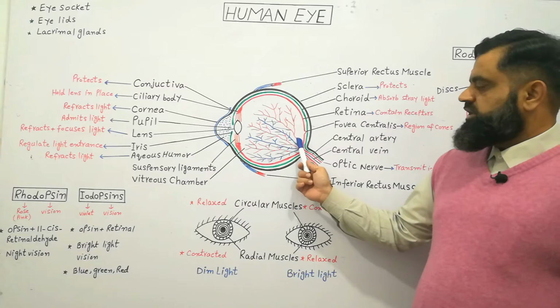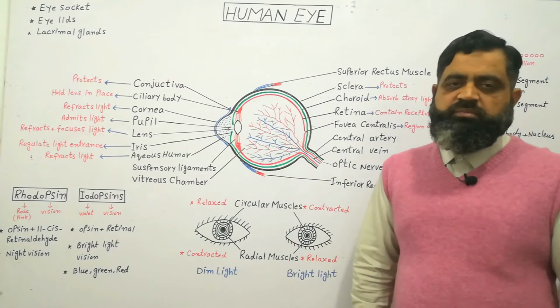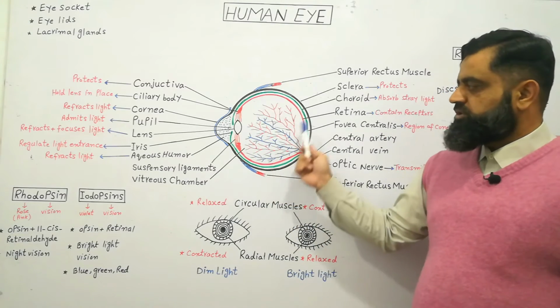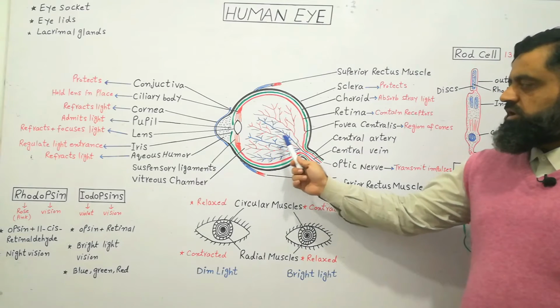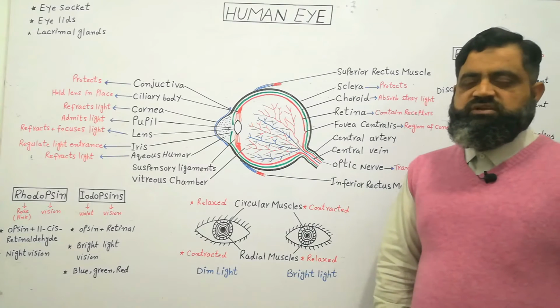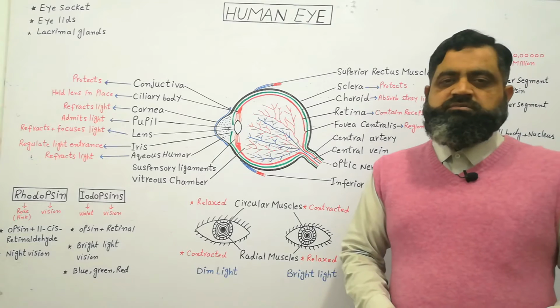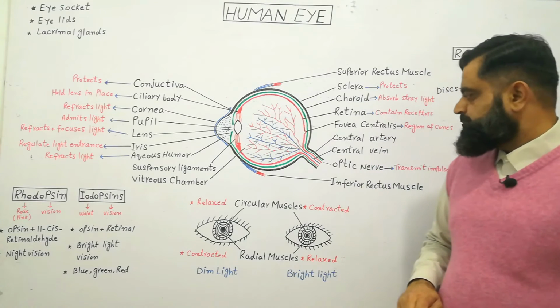The central artery divides into arterioles and then into capillaries and supplies blood to all parts of the eye. The blue colored vessels are veins, which are known as central veins. These veins bring back blood from the eye.